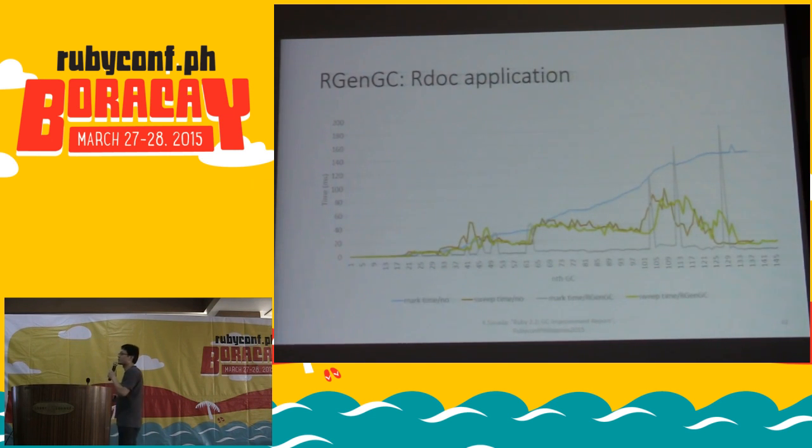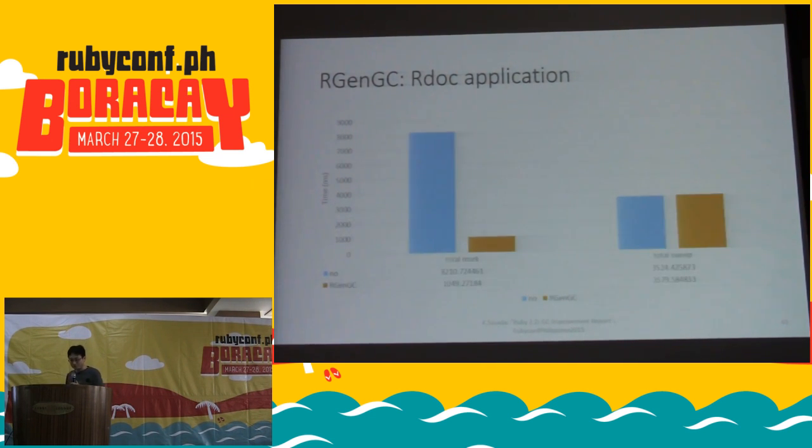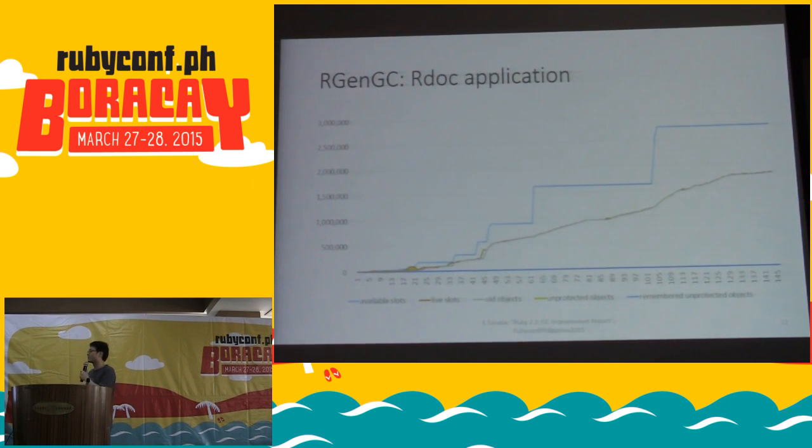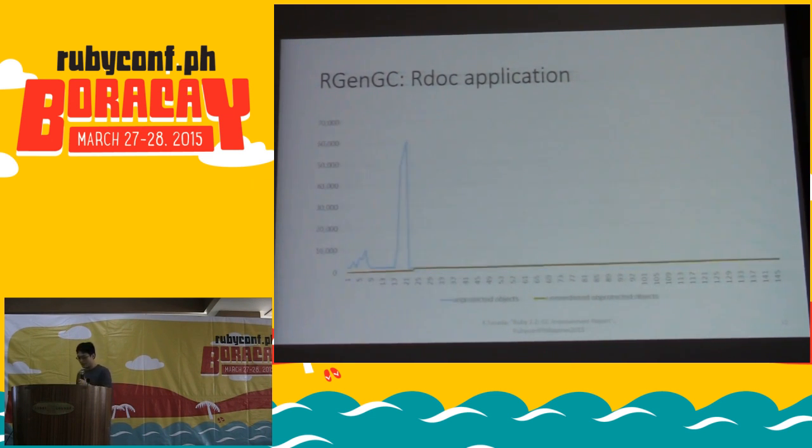With the RDoc application, which is not a huge application, using generational GC, we can see that most minor GCs are very, very fast. There are several peaks, which are major GCs. Major GC is not so fast, but there are not so many major GCs, so there is no problem. There is also more detailed data that I will speak about.